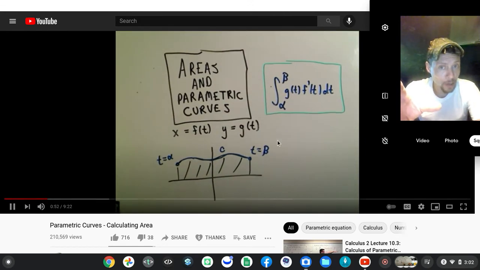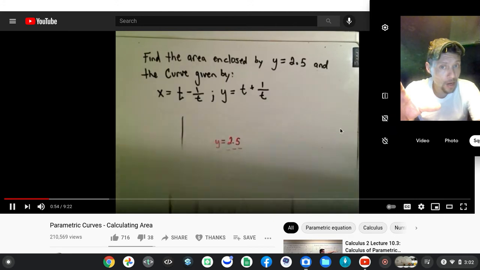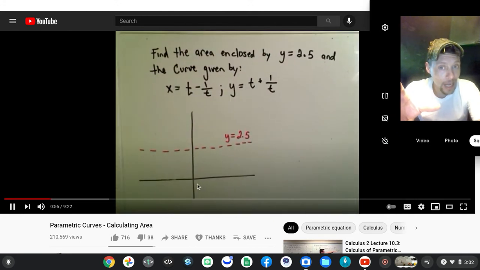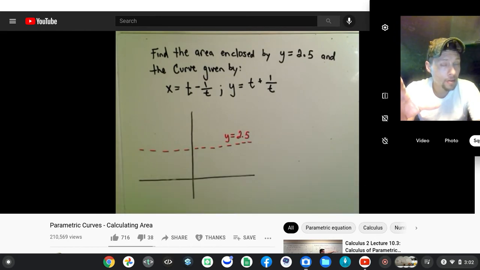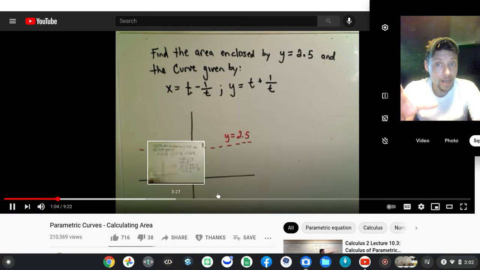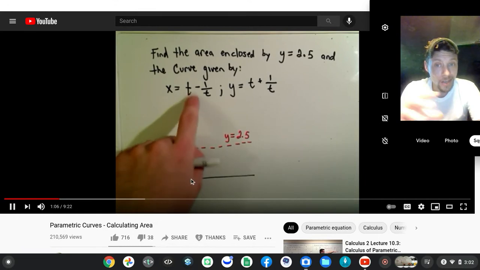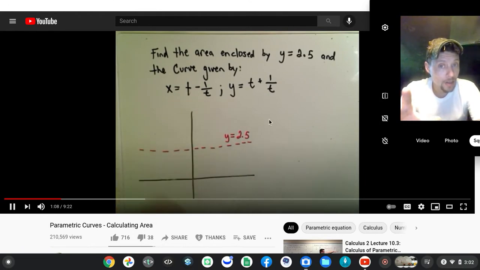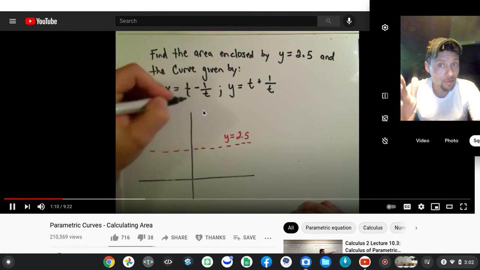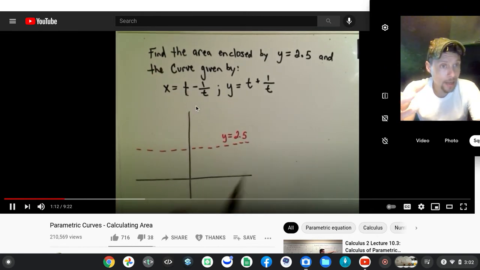Here's the example. We're just going to keep my X and Y running a little bit harder than that one. What we're going to do here is find the area enclosed by the line y equals 2.5, and then this parametric curve that's given by x equals t minus 1 over t, and then y is going to be t plus 1 over t.